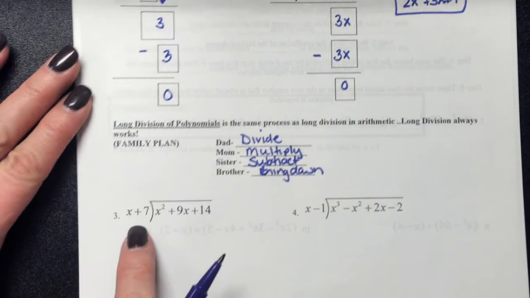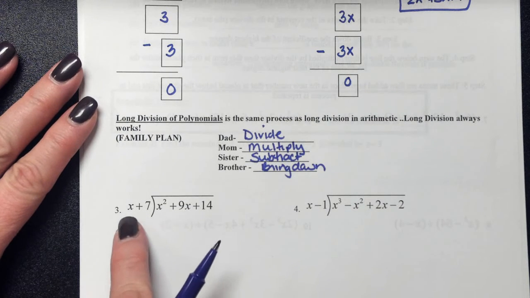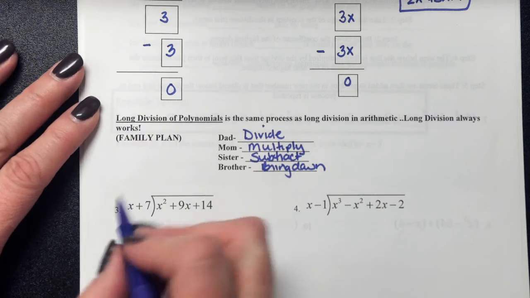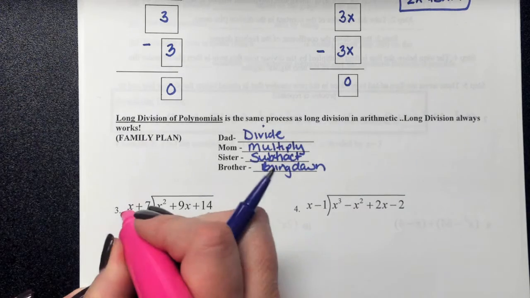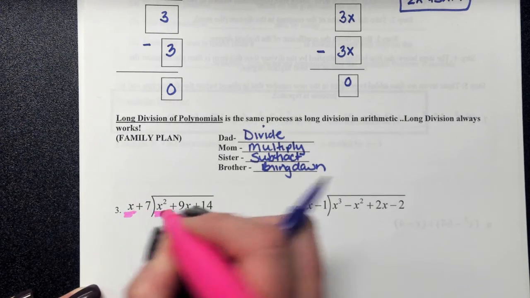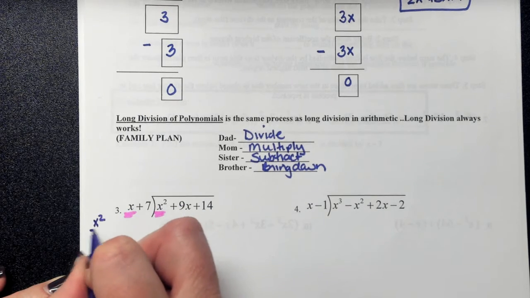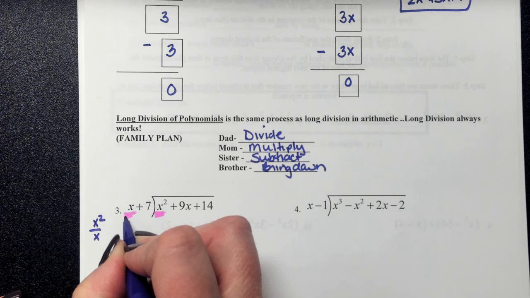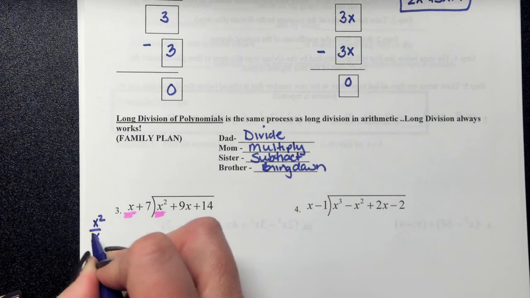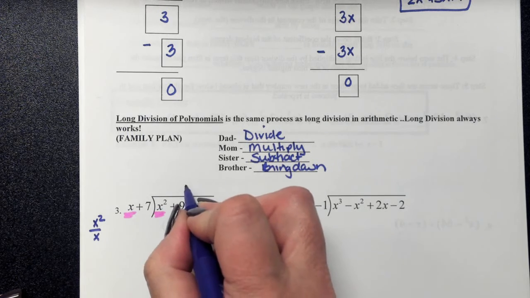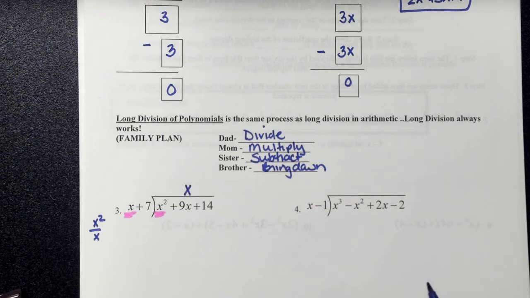So now even if you have more than one term on the outside of the division sign, you still always work just with the first term. So again, we're going to just take x squared and divide it by the first term on the outside, which is x. So x squared divided by x is just going to give me an x. So I'm going to write that at the top.